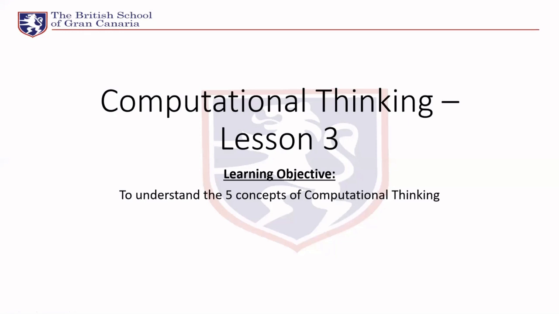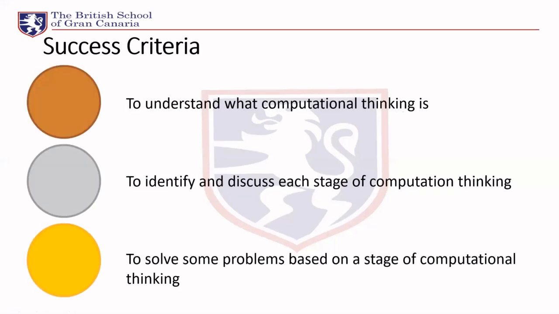So hopefully this is all becoming clearer for you. Same learning objectives and criteria as the previous two lessons. You're going to understand the 5 concepts of computational thinking. Then I'd like you to understand what computational thinking is, identify and discuss each stage of computational thinking, and then solve some problems based on stages of computational thinking.